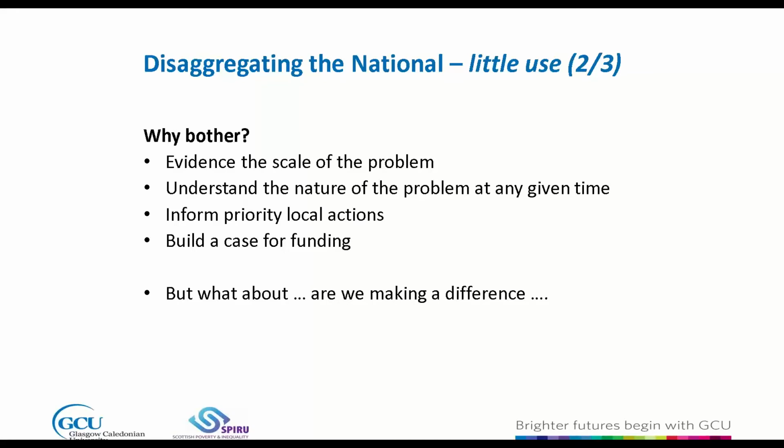And as I say, I'd like to think that the poverty in your backyard will be very different in a few years' time than it is today. They can help us inform local actions, and they can allow us to build a case for funding. But the critical question, do these national data that can be disaggregated locally, do they tell us if we are making a difference? We can move on to the next slide.